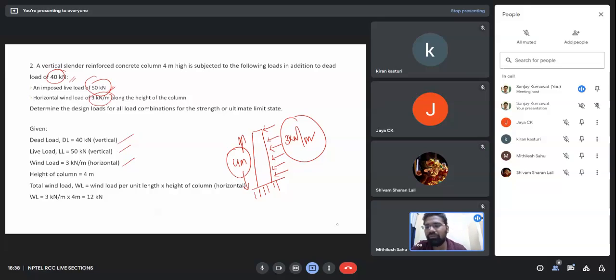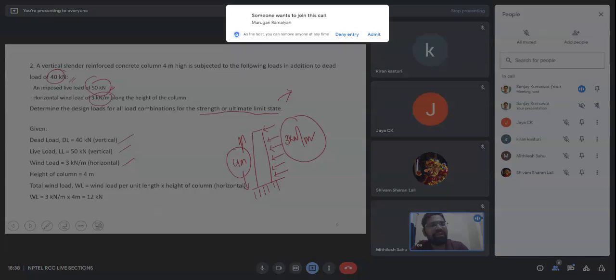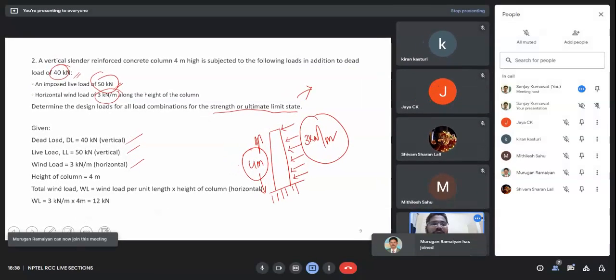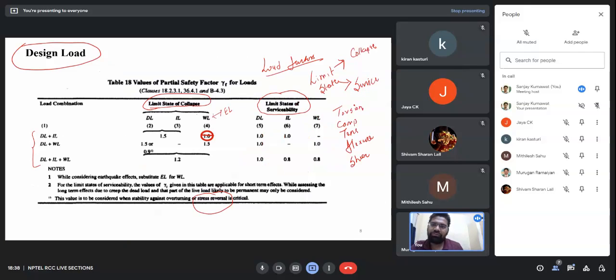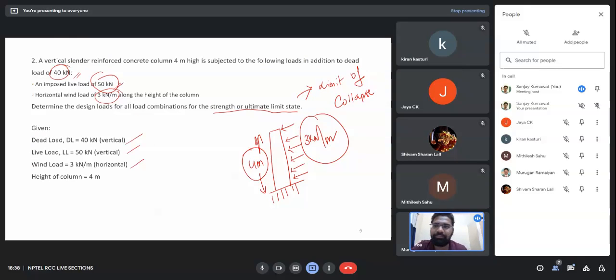So we have dead load, live load, and what the problem is asking us to do is determine the design loads for all load combinations for strength or ultimate limit state. Strength or ultimate limit state means it is asking us to find the load combinations using limit state of collapse. So we need to find all of these three combinations. Okay, so let's look at them.